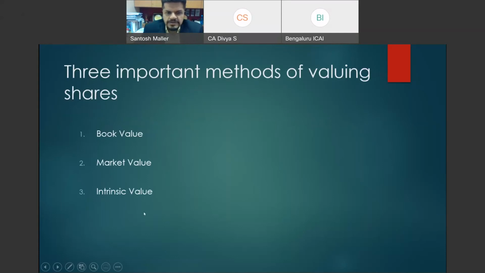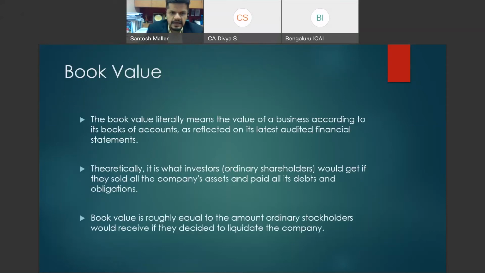Three important methods of valuing shares: book value, market value, intrinsic value. What is book value? Book value literally means the value of the business according to its books of accounts as reflected on its latest audited financial statements.